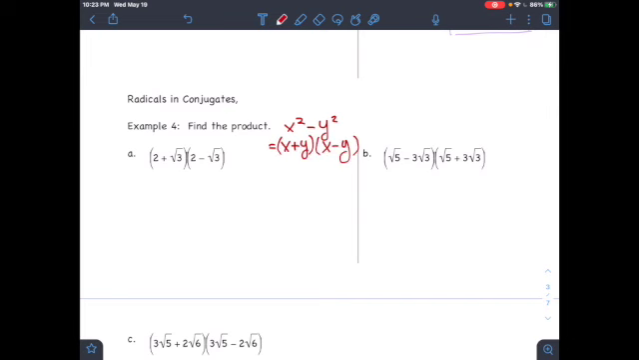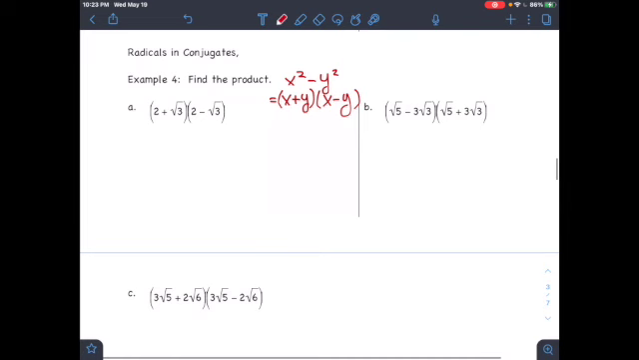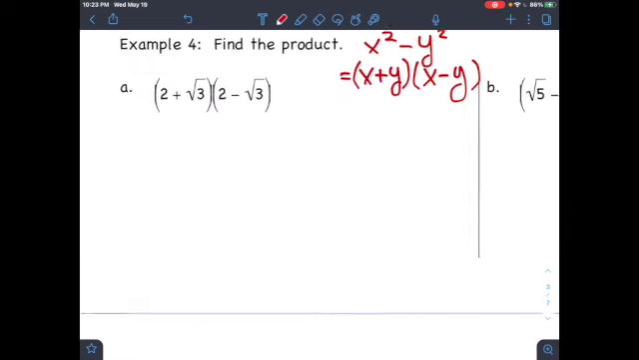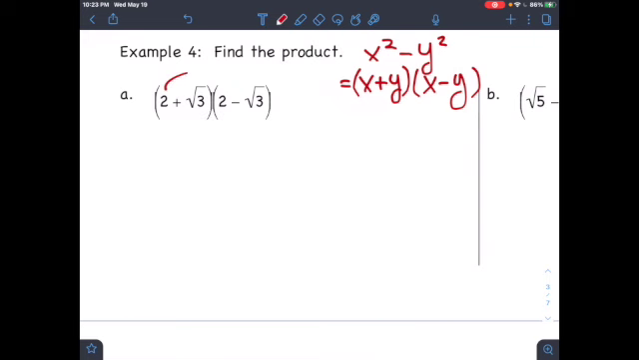Now I want to leave that rule there, because eventually I hope you can see a pattern. So let's multiply it out. If you take 2 times 2, that's going to give you 4. And if you take 2 times negative root 3, it's going to be negative 2 root 3. Then if you take positive root 3 times positive 2, that's going to be positive 2 root 3. Then you have a positive root 3 times a negative root 3. That's going to be a negative root 9.